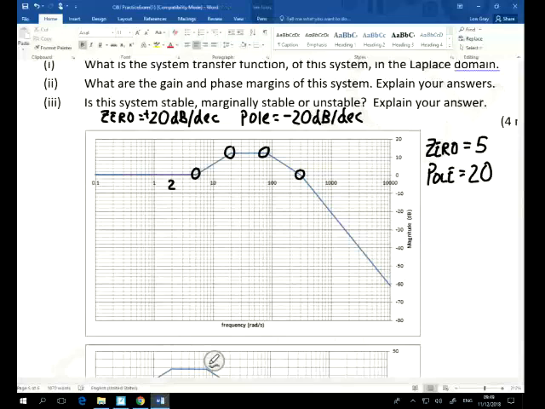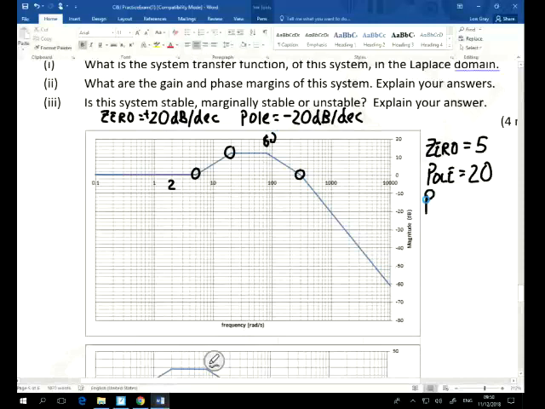Okay, then we've got this other one here, which I can't actually see now. So working that one out, that was 10, 20, 30, 40, 50, 60, 70, 80. That seems to be about 80, I would say.